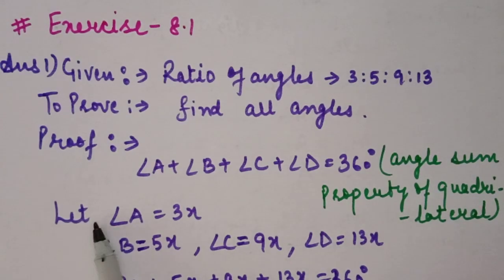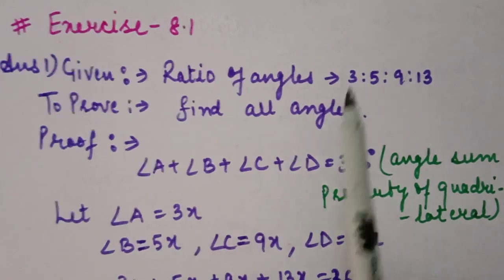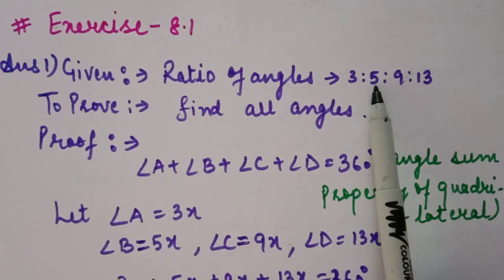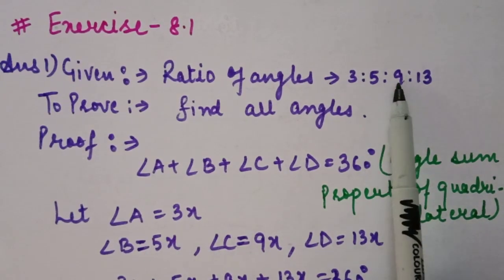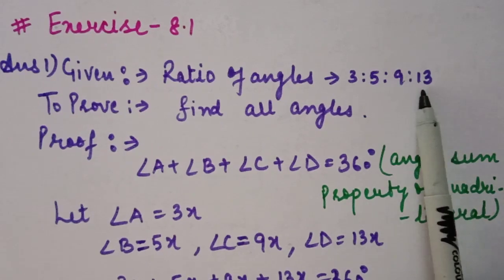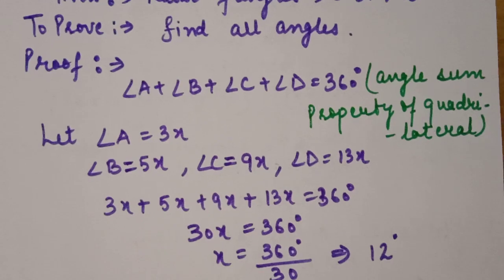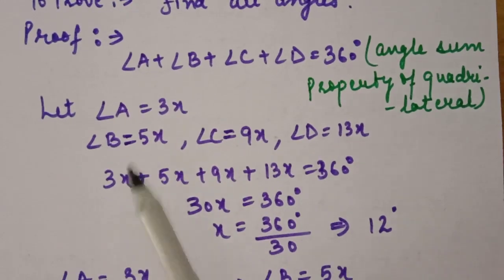So we have segregated. Angle A is equal to 3x. First ratio is 3, so let angle A is 3x. Angle B is 5x. Angle C is 9x. And angle D is 13x. So now we have the value of all four angles. We will put these values in this relation. So students, this is your relation.